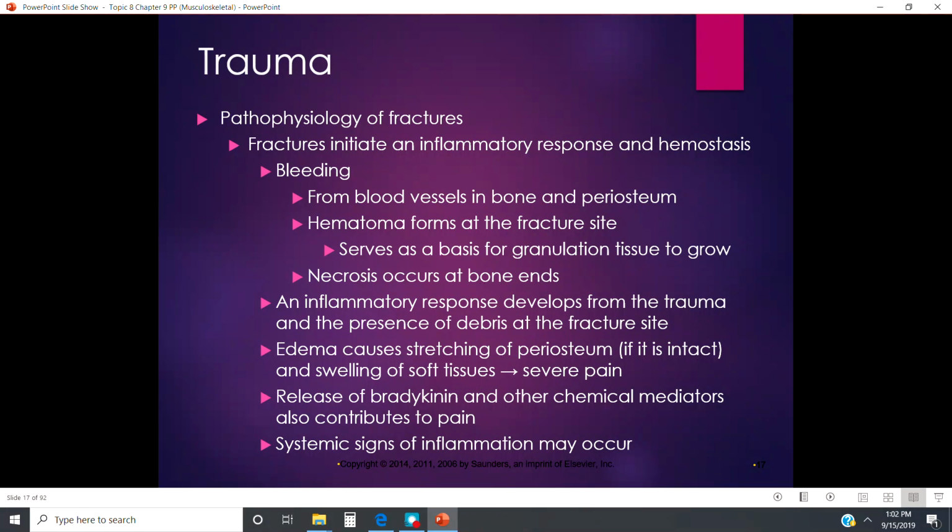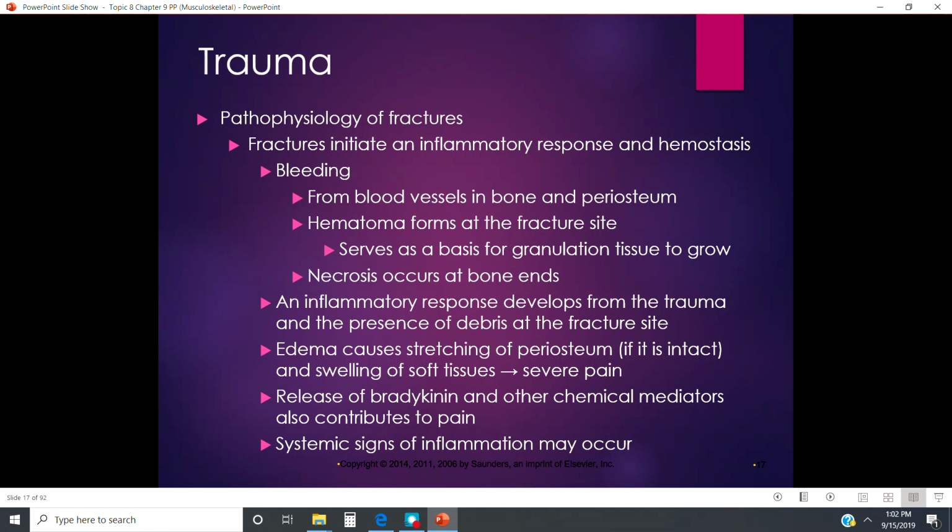At the same time as bleeding is happening, there's going to be necrosis at the bone end. So whatever bony fragments were at the bone ends or jagged edges, they're going to undergo necrosis so that we can start with nice new fresh tissue. Now, in addition to bleeding, we're also going to get an inflammatory response. This develops from the trauma and the presence of debris in the fracture site. So we're going to get inflammation inside the bone.